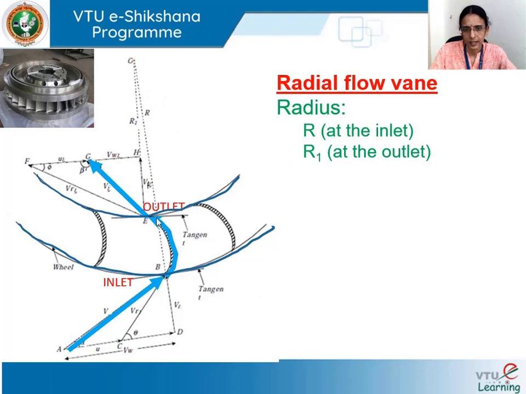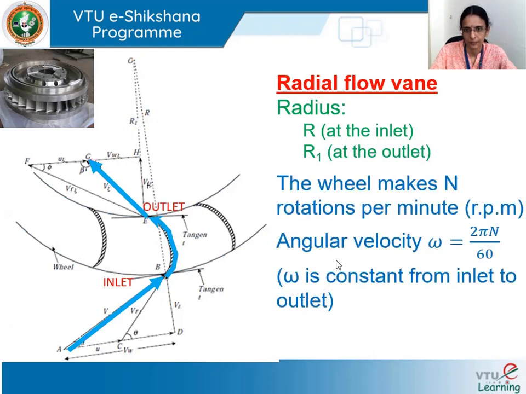So, in this case, the radius of the inlet and outlet are different. You can see the radius of the inlet is now the outer periphery. So, this radius is r, the radius of the inlet, whereas the radius of the outlet, that is the inner periphery, this radius is the radius at the outlet r1. R and r1 are the radius of the wheel at the inlet and the outlet respectively.